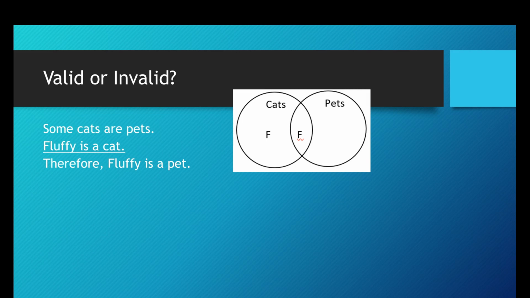So here's Fluffy as a cat. Because the cat circle overlaps with the pet circle, there are 2 spots in the cat circle where Fluffy could be. Fluffy could be here or here. So what's that mean about the conclusion? Valid? No, it's invalid. Fluffy, or F, could be part of the cat circle that's outside of pets here. So like Fluffy is a lion, right? Not a pet.